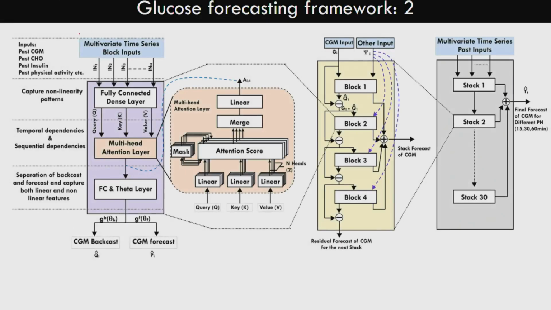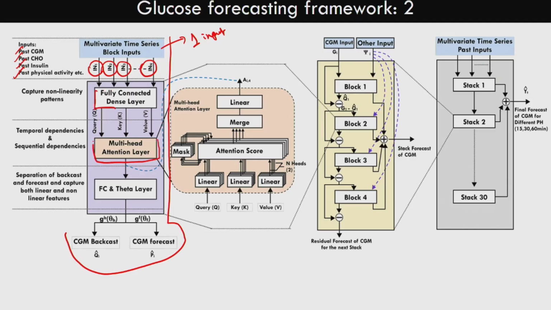So, this is the typical block of a neural basis expansion network. Generally, neural basis expansion networks work with only one input. We modified the network to use multiple inputs. At least 4 are there: past CGM, past CHO, CHO is for meal, past insulin data and past physical activity. And we enhance the network by using this multi-head attention layer.